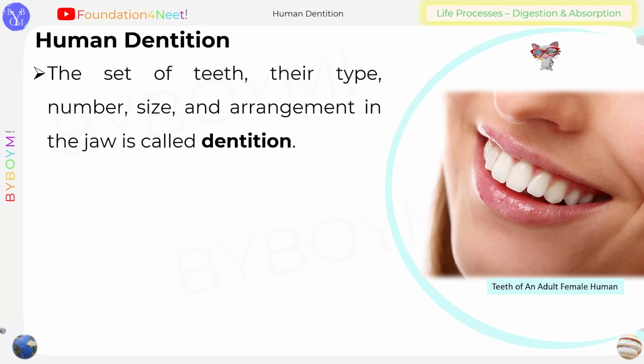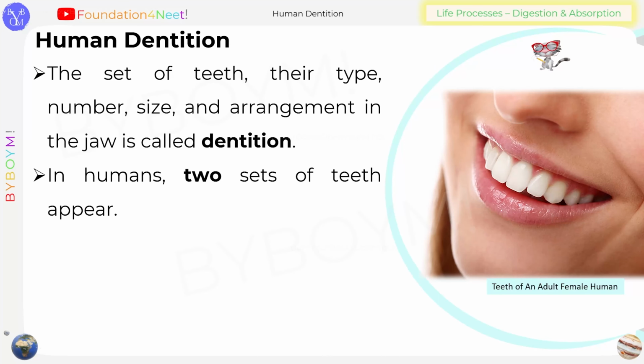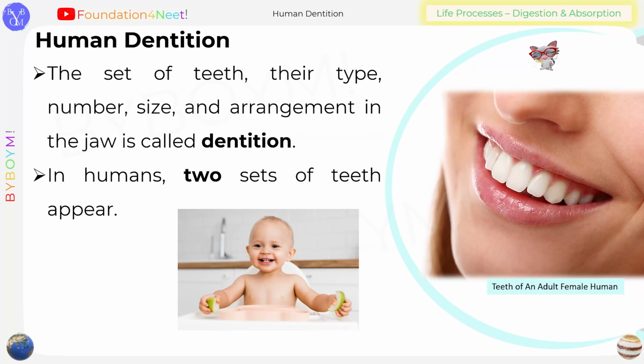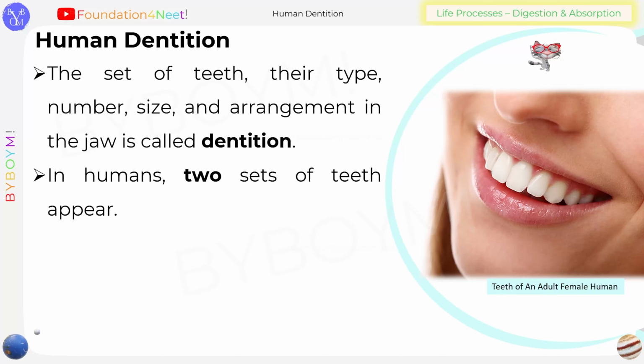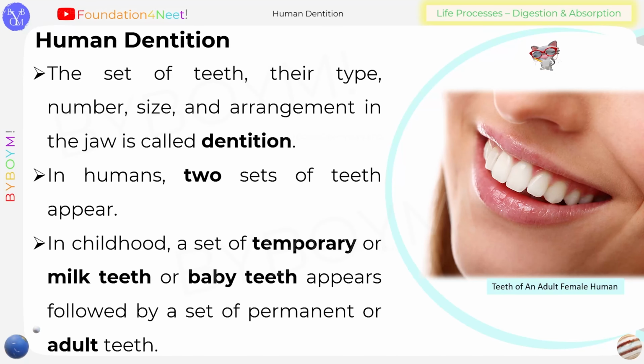In this video we are going to talk about human dentition first. In humans, two sets of teeth appear. By your own experience you remember that first, in your childhood, you had a temporary set of teeth, also known as milk teeth or baby teeth. Later on they were followed by a set of teeth which are more permanent in nature and are known as adult teeth.